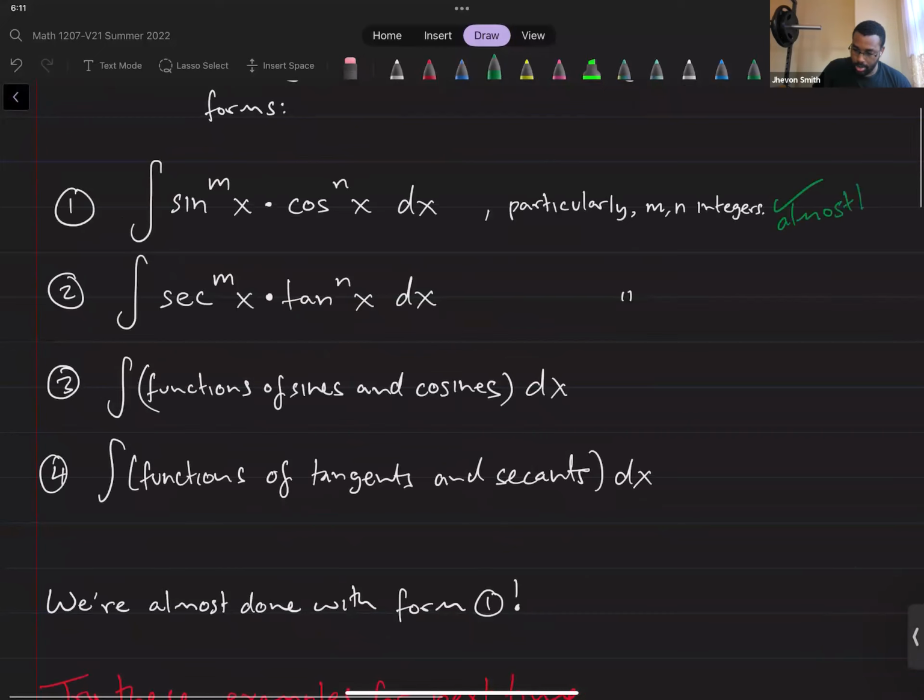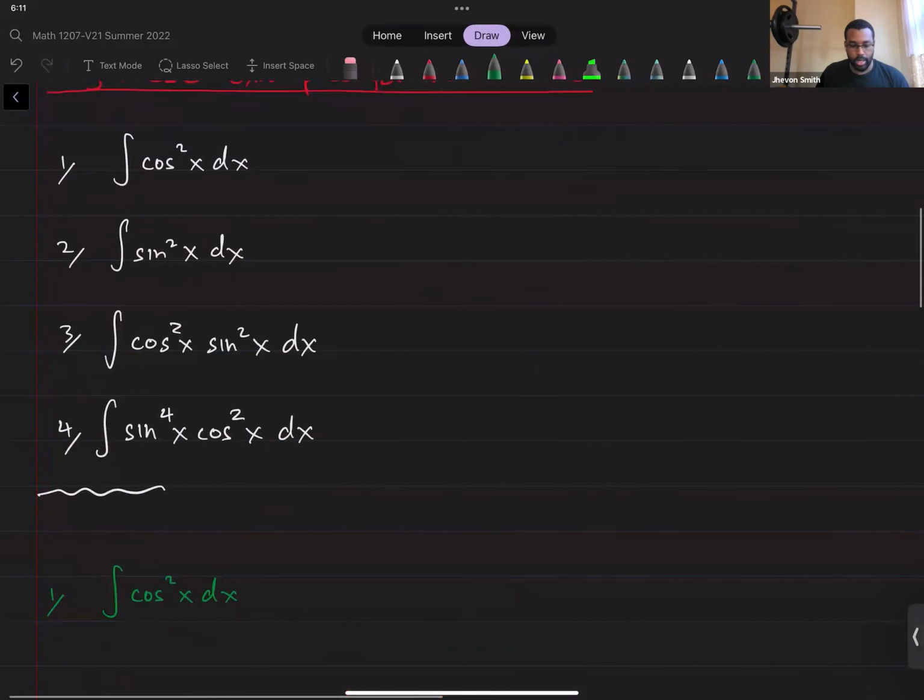Almost. And we're actually going to finish that up now with these examples.